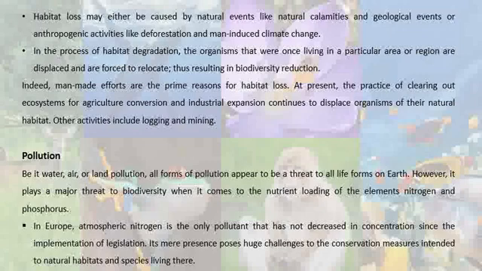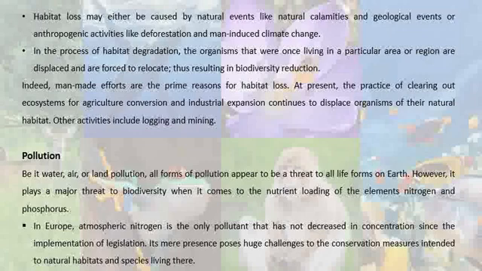In the process of habitat degradation, the organisms that were once living in a particular area or region are displaced and are forced to relocate to a different place, because the habitat in one place is degraded or lost. So the organisms are compelled to move from one place to another, thus resulting in biodiversity reduction. Maybe the animal cannot survive in the other place where it is relocating, which is indirectly affecting biodiversity.